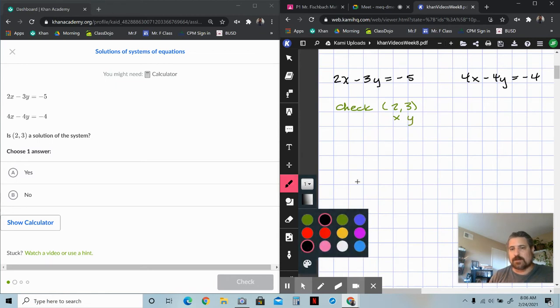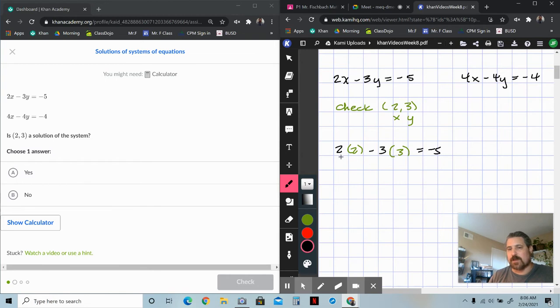So you would just check with (2, 3), where the x value is 2 and the y value is 3. So let's do that. You got 2 times whatever x is, in this case 2, minus 3 times whatever y is, in this case 3, is equal to -5. Does that give you a true statement? Well, that's 4 minus 9 is equal to negative 5. And yeah, negative 5 is equal to negative 5. So that would work, right? Because 4 plus negative 9 is negative 5.